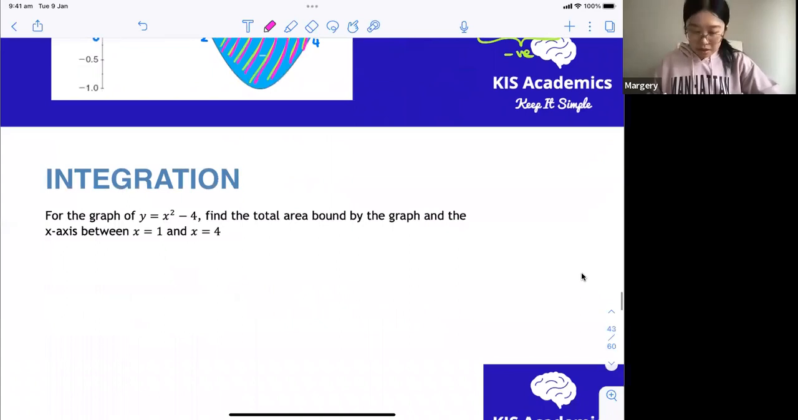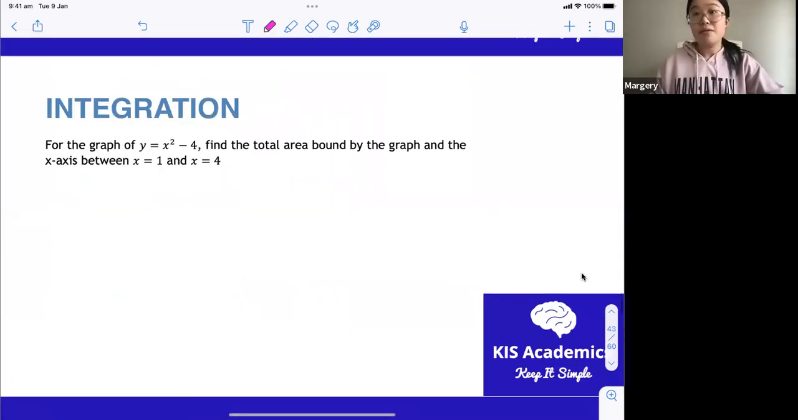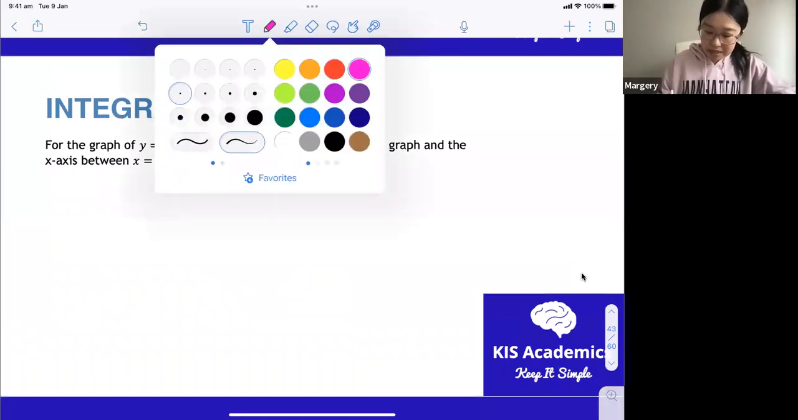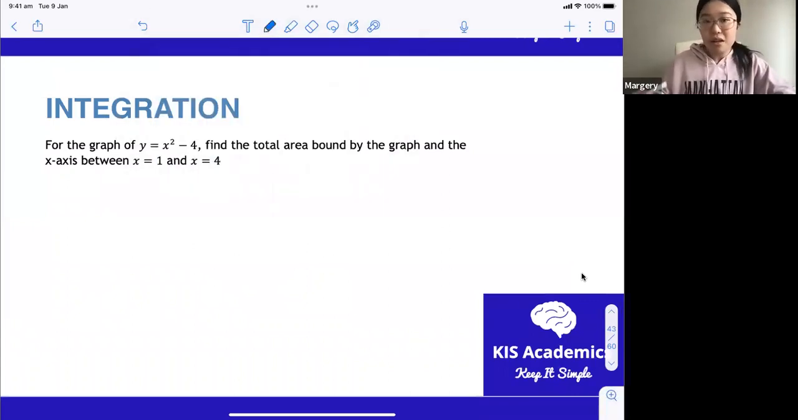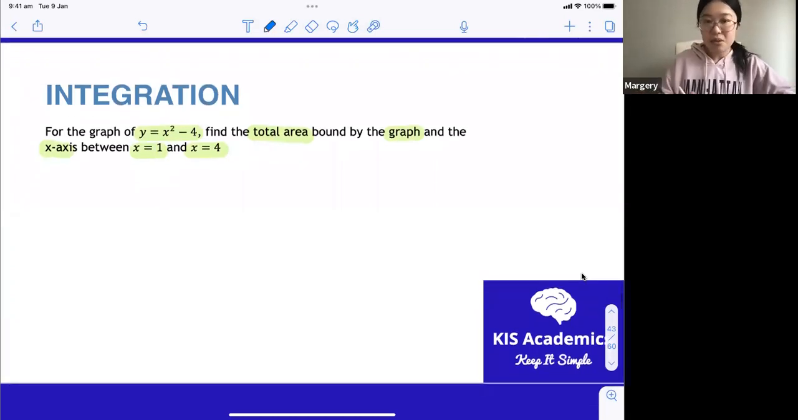So to finish this section off, we'll have a bit of a look at integration, and graphing and all of that. So if we've got a question over here that's saying for the graph y is equal to x squared minus 4, we want to find the total area bound by the graph and the x-axis between x is equal to 1 and x is equal to 4. So to do this, whenever I'm given an area question, I always like to sketch a graph just to see which regions we're talking about and which areas are negative and positive.